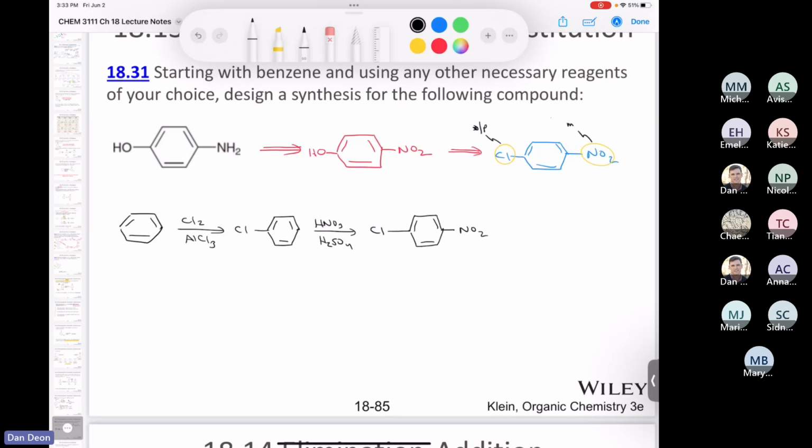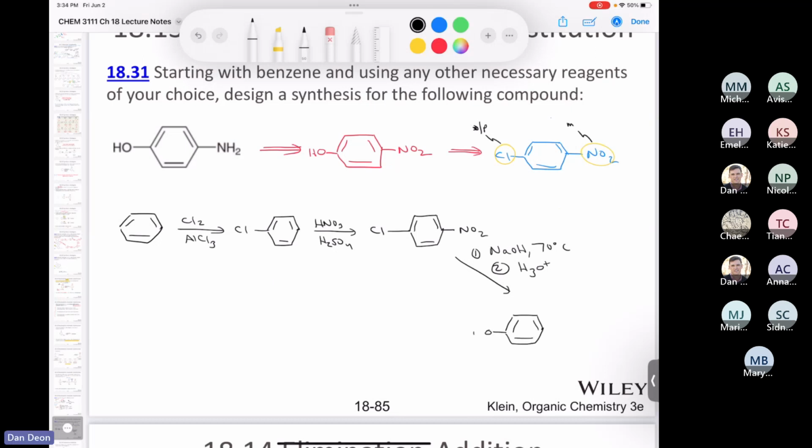Looks good. All right, now we need to do our SNAR chemistry. So we're going to install the hydroxyl group. So what were the conditions? Step 1 was sodium hydroxide at a moderate temperature of 70 degrees Celsius, but of course that makes the phenoxide, so you have to protonate it. Yes, using H3O plus, good. And so that's going to give us the para-nitrophenol.